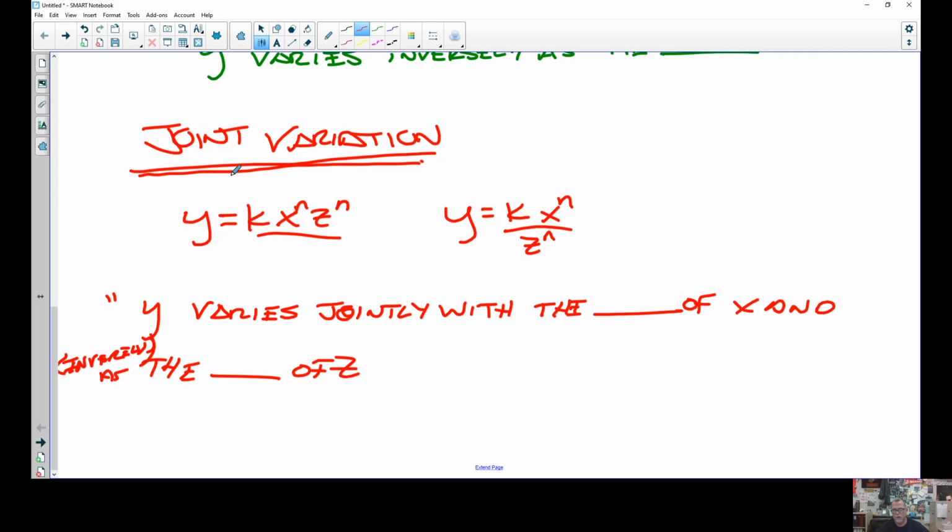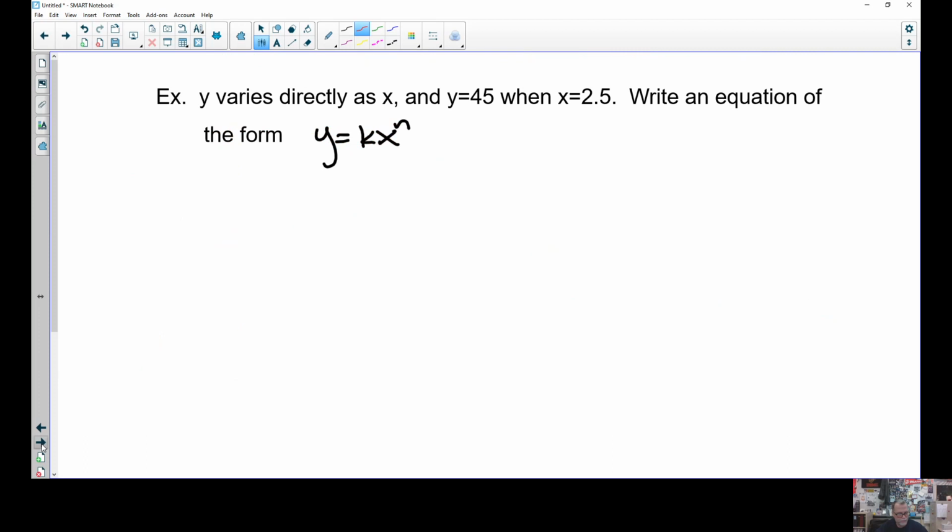All right, there's different ways we can piece these together with a joint variation. All right, so now let's look at some examples. And yes, I prepared these for you. All right, y varies directly as x, and y equals 45 when x equals 2.5.